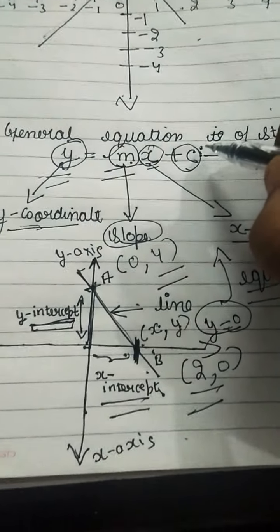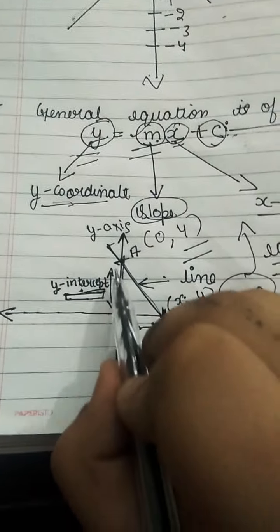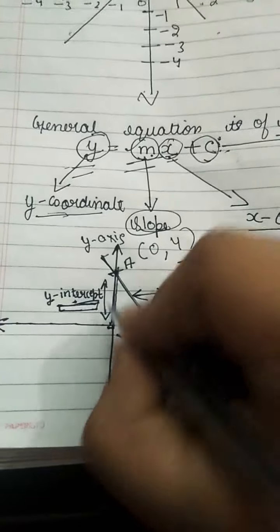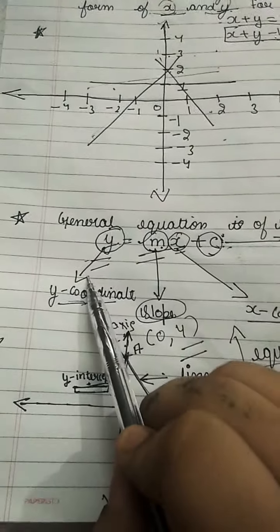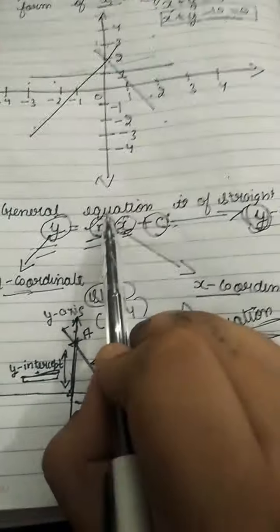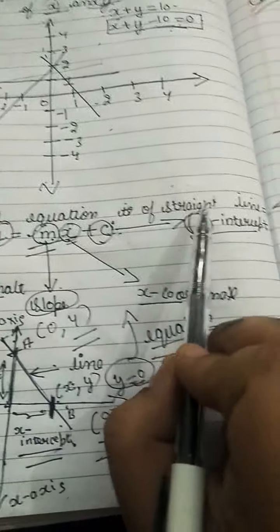So this is what we call c. c is a y intercept, the distance from the origin to the coordinate lying on the y-axis. This is a general equation of a straight line. This is the y coordinate, this is the slope, this is the x coordinate, and this is the y intercept.